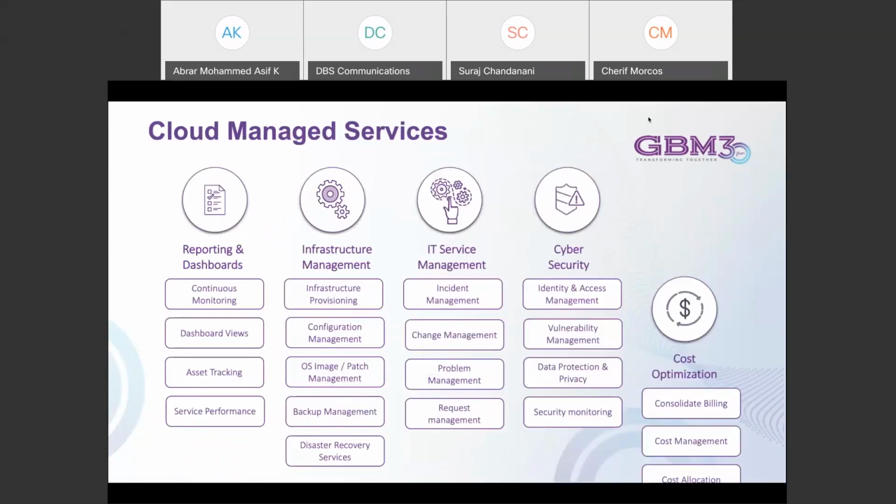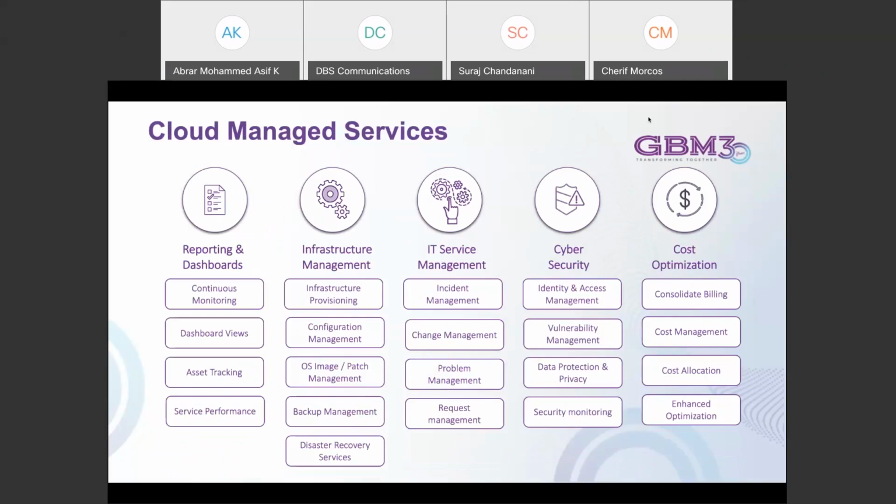Look at the managed services that sit around cloud. These would include offering reporting and dashboards for your entire environment. This is not just the cloud environment, but also the on-prem environment. It would give you dashboard views, asset tracking, end-to-end service performance, and various KPI dashboards that would help you achieve your business objectives. Obviously, there is infrastructure management, which would involve provisioning, doing remediation on the infrastructure, managing the configurations, image and patch management, doing the backups, and also maintaining the disaster recovery posture or the DR sites.